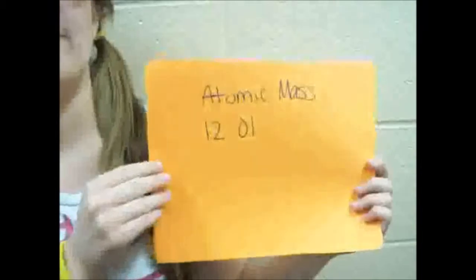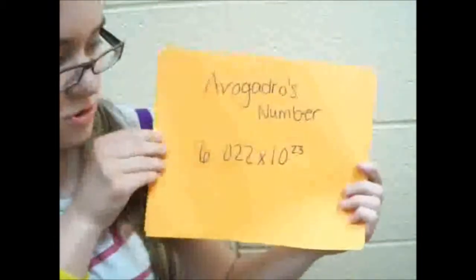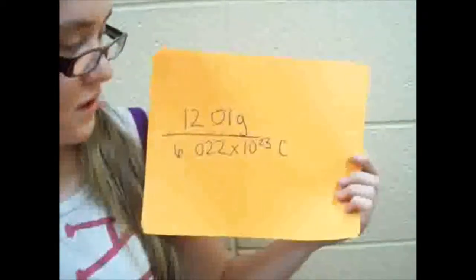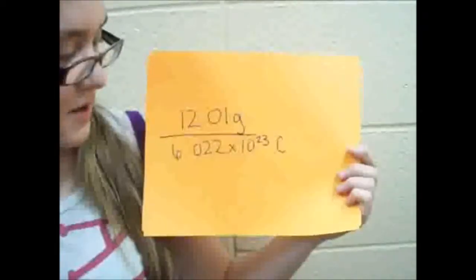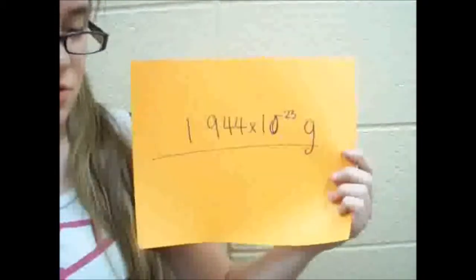The atomic mass of carbon is 12.01. Avogadro's number, and you take the atomic mass and divide it by Avogadro's number, and you get the answer.